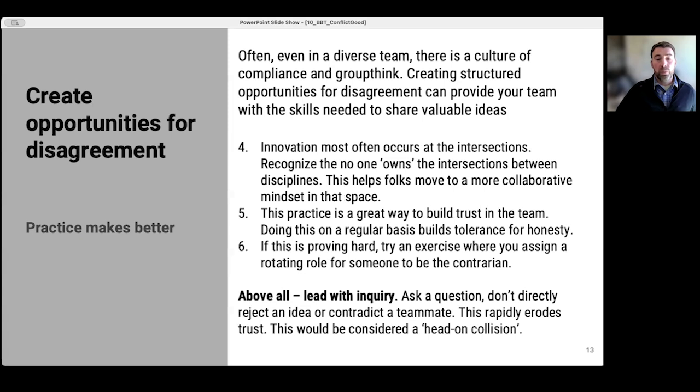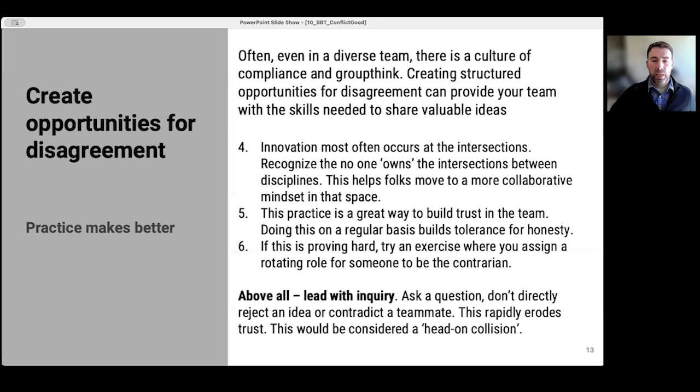One of these ideas is that innovation most often occurs at intersections of disciplines. If you have two disciplinary experts trying to operate in the middle, neither of them actually owns it. Neither of them is an expert in that specific area. That's a great way to say to people, you don't have to feel protective or defensive or questioned on your expertise. We're all in a new space. There's no owner, and we're working together to figure out something new.